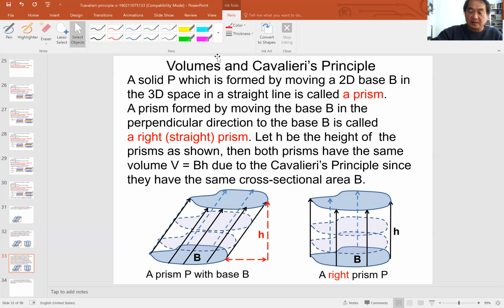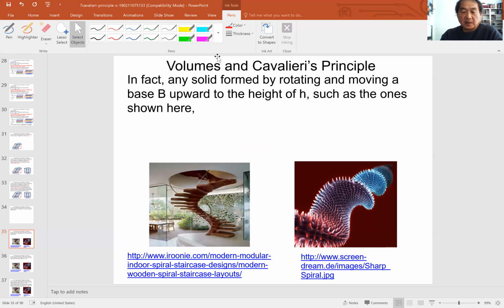Not only that, I can take this and twist it. I can have the shape go up but at the same time rotate itself. The same principle applies: they will occupy the same volume as the one that's straight.